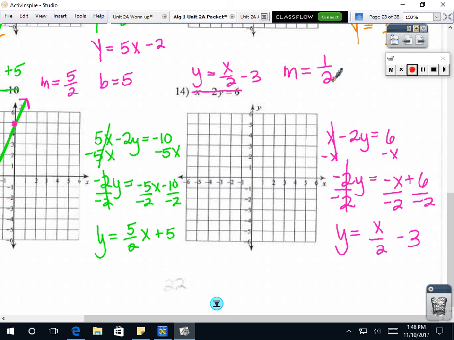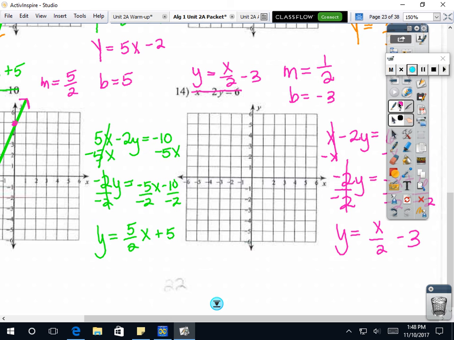Right, 1 over 2, because there's an understood 1 right there. So the slope is 1 over 2. The y-intercept is negative 3. So when you graph it, you always plot your y-intercept first. That's why it's also called your starting point, and it's at negative 3.